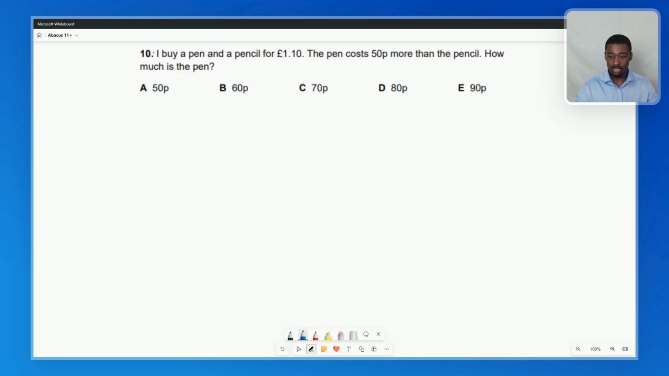Well, for the first sentence, I buy a pen and a pencil for £1.10. What does that mean? That means pen plus pencil equals 110p, or just 110. We've converted that £1.10 from pounds to pence. But then we have a second equation. And do we know the second equation? Is there a second equation? Let's try and find it.